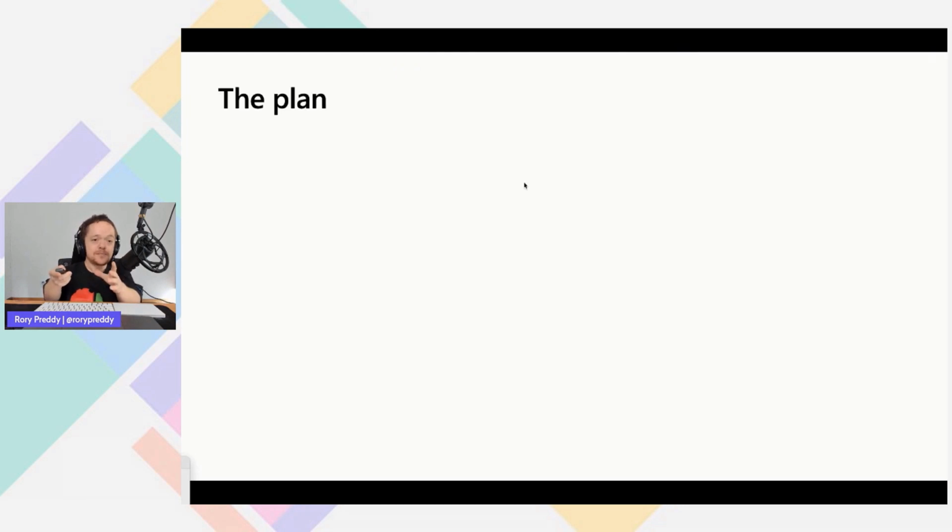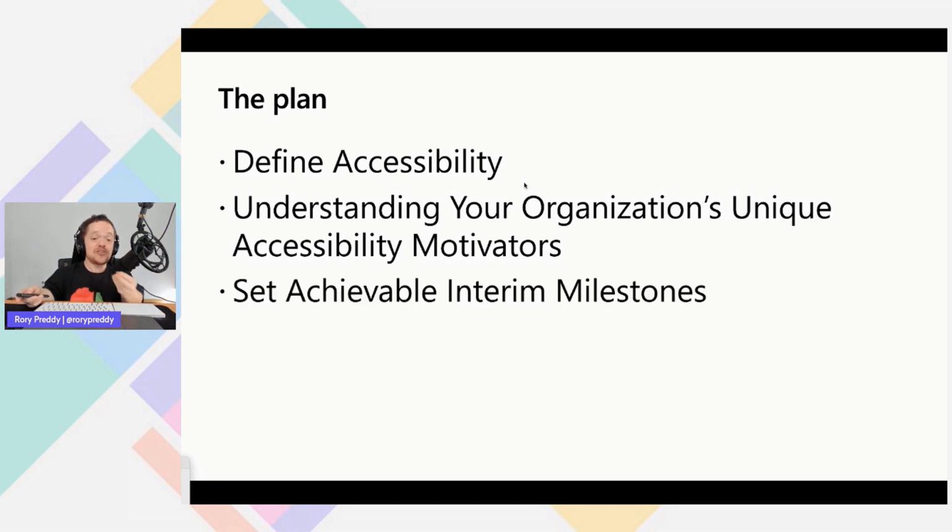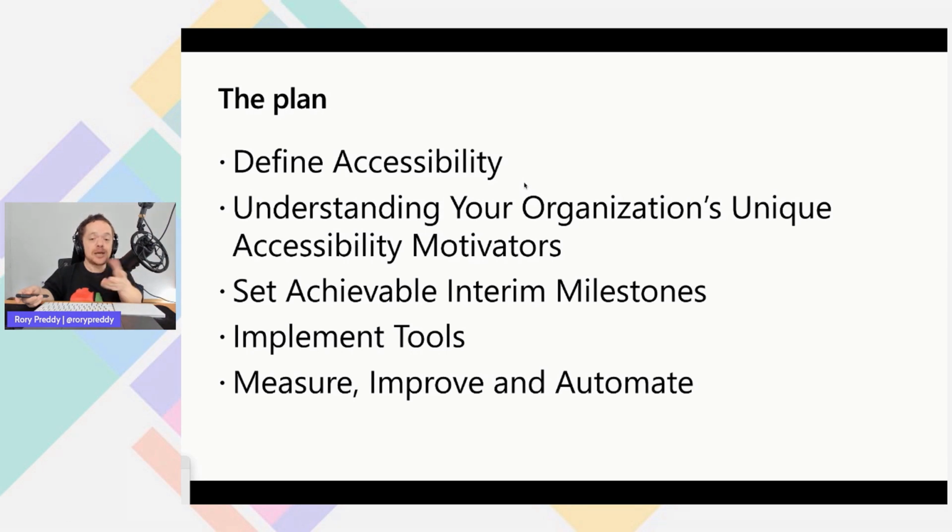So I've got a plan. First, we're going to define accessibility and what isn't accessible. Then we're going to understand your organization's unique accessibility motivators, stick or carrot. Then we're going to set achievable interim milestones, and then tooling. I'm going to give you some nice toys to play around with. And then finally, how to measure, improve, and automate using AI and DevOps around your accessibility journey.